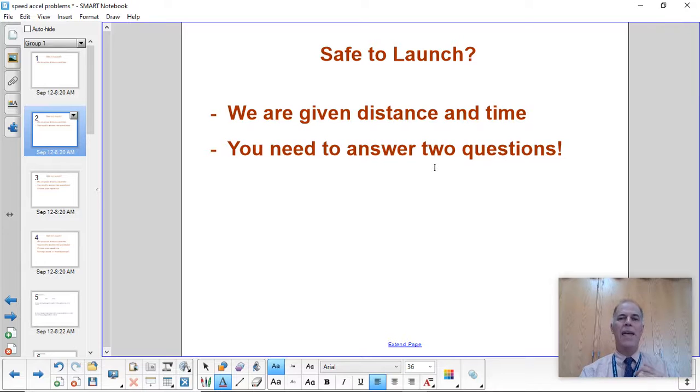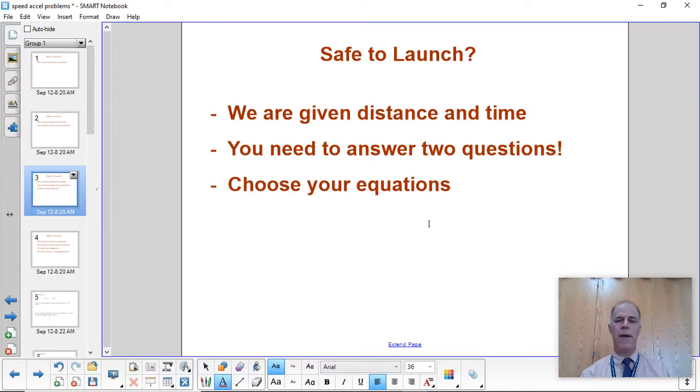So too high of an acceleration can damage the plane because it breaks it as it's being pulled down the cat. Too low of a speed off the end of the cat means that it can't fly, and that also damages the plane. You have two questions you've got to answer. Make sure you're aware of both of those and address both, show the math for both.